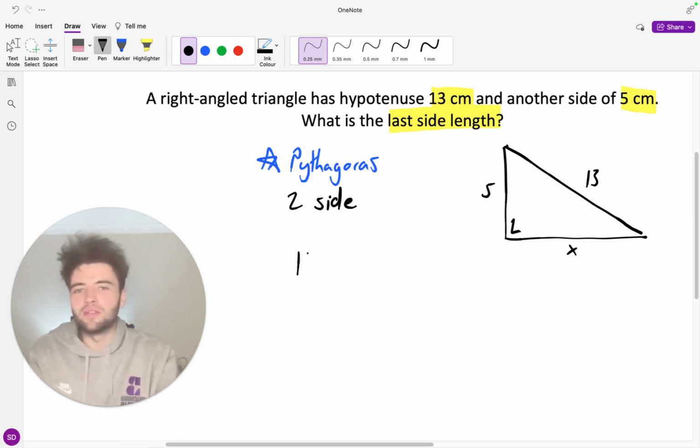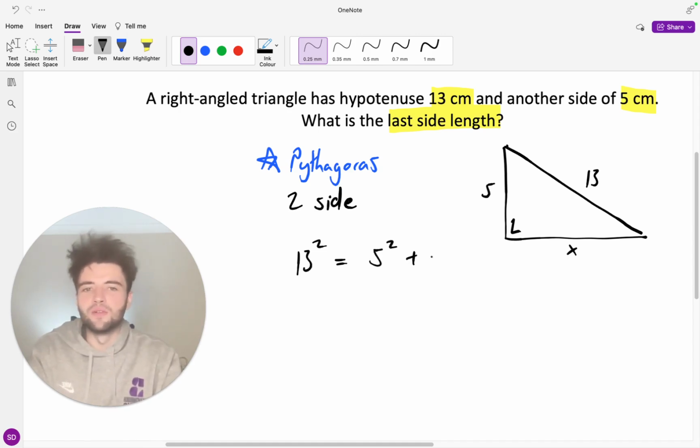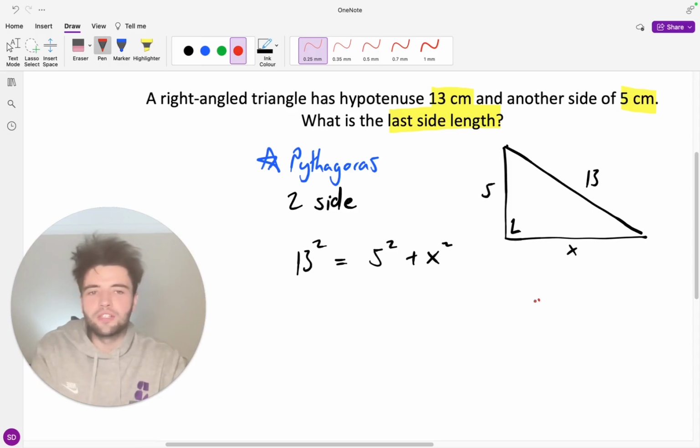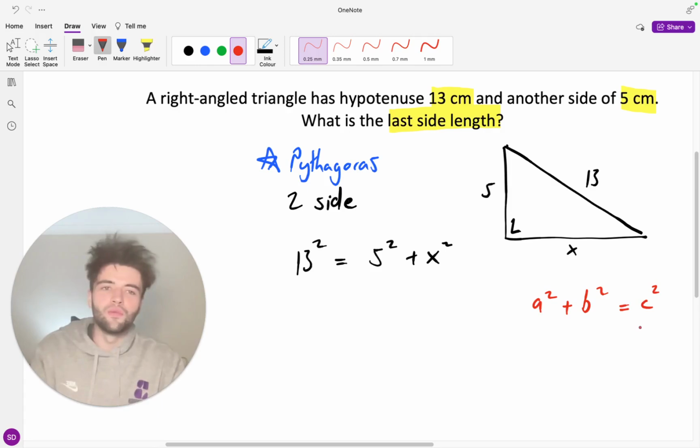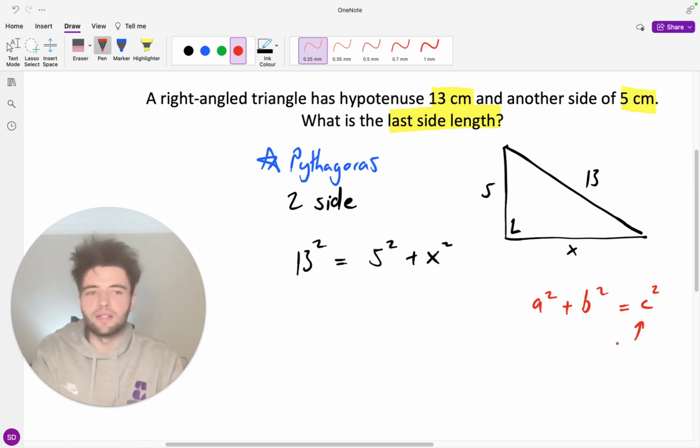I always put the hypotenuse on its own first on the left hand side, and that's going to be the hypotenuse to be squared is equal to the known side to be squared, which is 5 squared, plus the unknown side to be squared, which is x squared. I'm actually just going to write down Pythagoras' theorem here on the right hand side because there's no harm. So a squared plus b squared is equal to c squared, where the really key piece of information for Pythagoras' theorem is to have the hypotenuse on the right hand side on its own. So that's really important, and once again our hypotenuse is always going to be opposite our right angle.